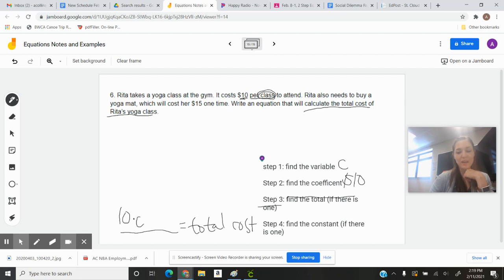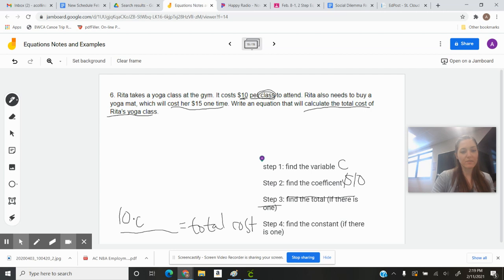Step 4, find the constant if there is one. And the constant is going to be a number that is either adding or taking away from the total cost. Okay, Rita also needs to buy a yoga mat, which will cost $15 one time. So remember, she doesn't have to buy it every single time she goes into yoga class. She'll buy it beforehand, and then she can use it for all of the yoga classes she attends. So it'll only cost her one time $15.